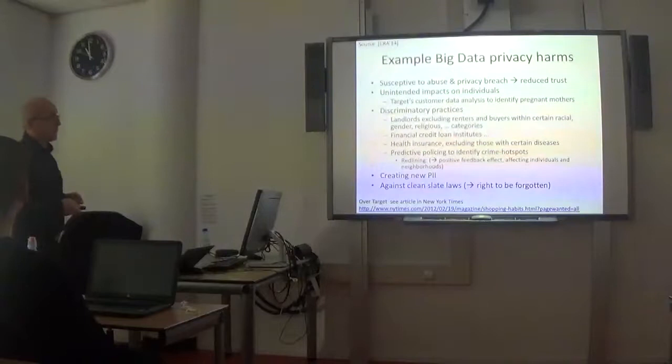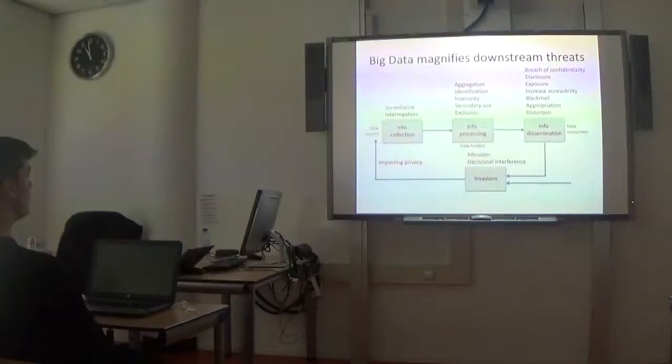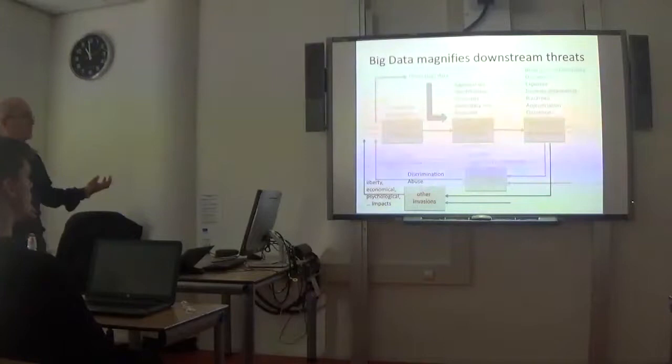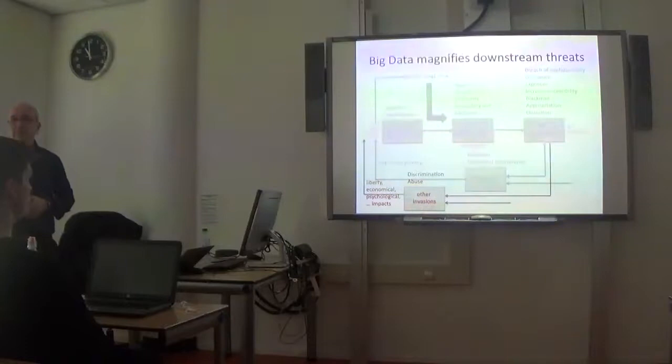So with big data, what happens is that it is normal data, and you feed it again when you're processing, you make it more dominant, more privacy intrusive. And then you can impact people's liberty, economic situation, psychological state. It can have many different types of impacts on people. Therefore, you need to be very careful what kind of data you use and for what purpose.